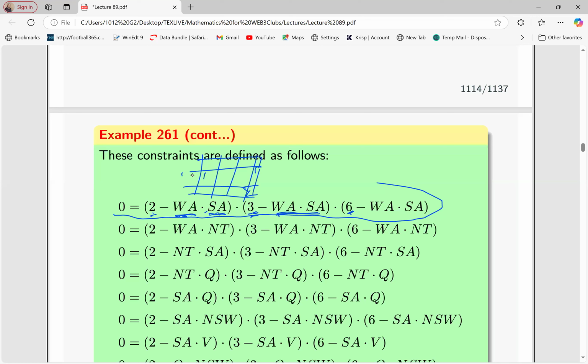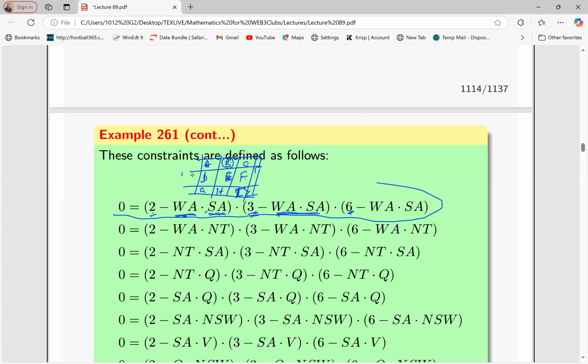Supposing this is my region A, B, C, D, E, F, G, H, I. I want to color these regions. B, for instance, neighbors A, C, F, and also E and D. So B is neighboring all these regions.